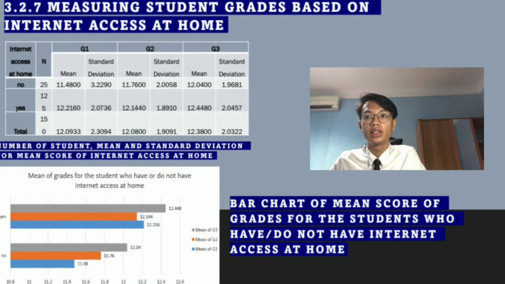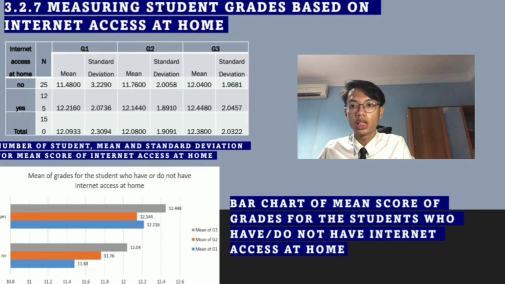Based on the figure, we can see that students who have internet access at home have a higher mean score than those who do not. This data shows that students who can access the internet at home use the internet effectively to help them study and also to increase their grade. Based on the table, the standard deviation of no internet access at home is higher than those with internet access at home in G1 and G2. This means that students who do not have internet access at home have a higher variation than students who have internet access at their home.